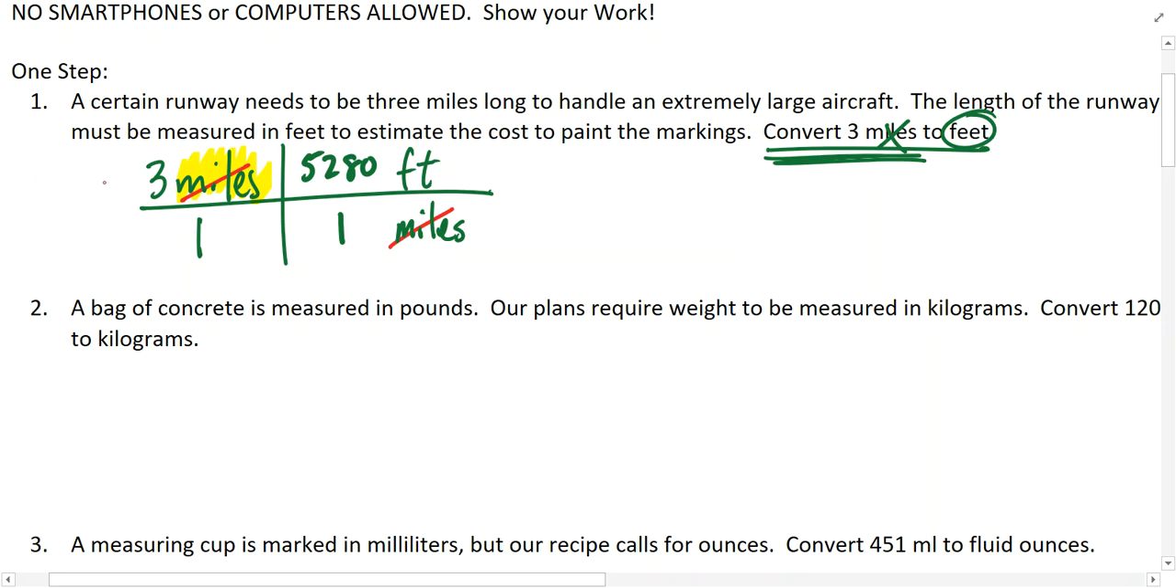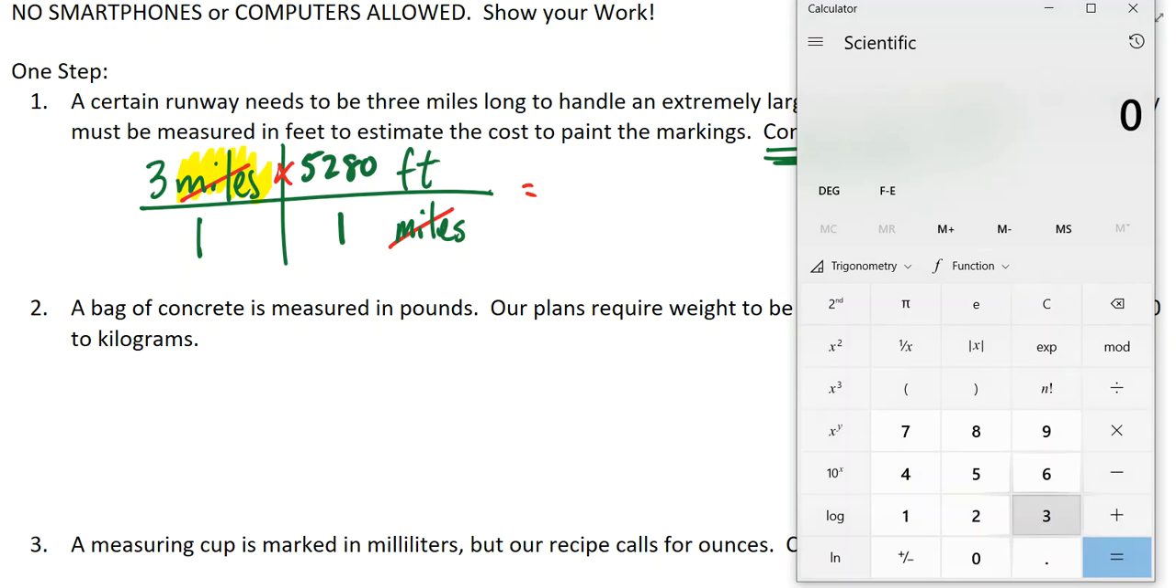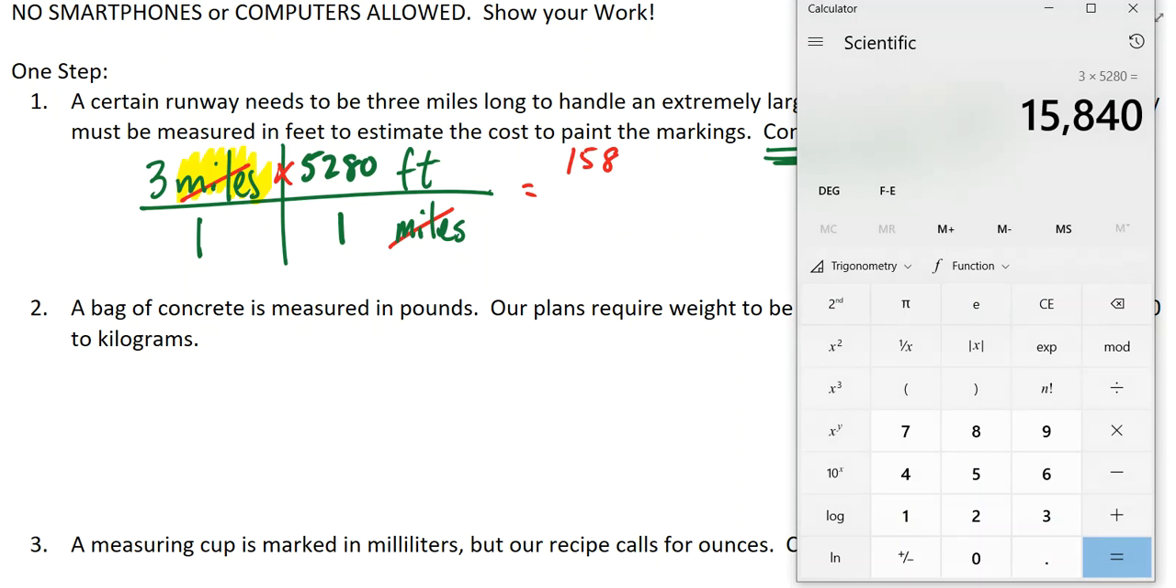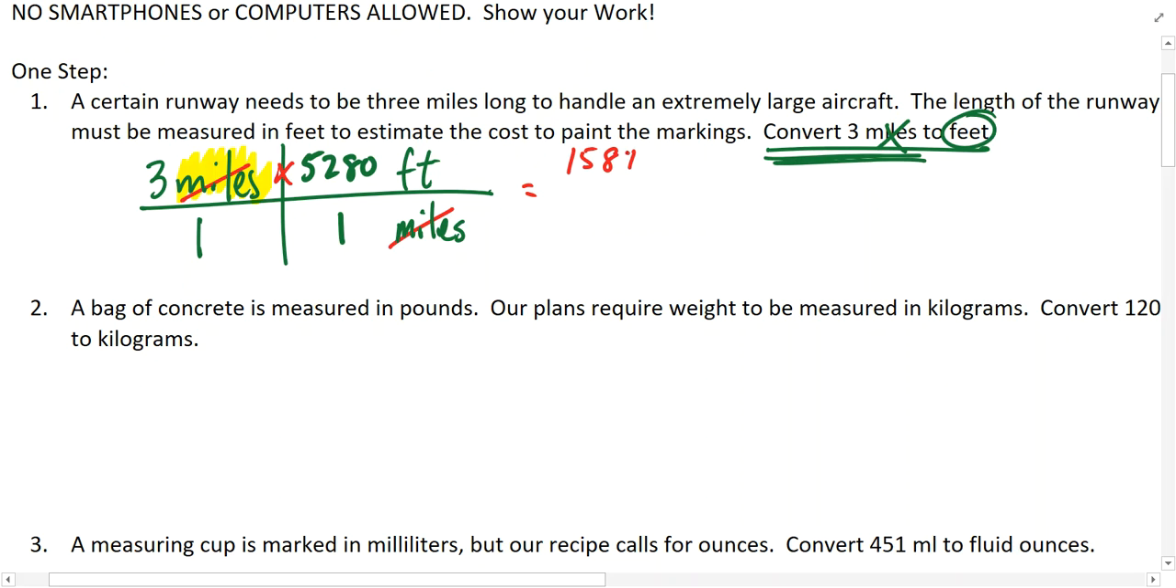We multiply across the rows, and we produce a new fraction at the very end. So across the top here, I'm going to multiply 3 times 5,280. So I'll use a basic calculator for that. 3 times 5,280 is 15,840. And I'm going to use the unit feet here because, well, that's the unit that's left over. This unit, miles, got canceled out. So we're left with feet across the top.